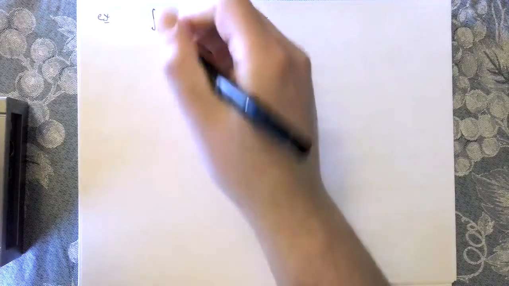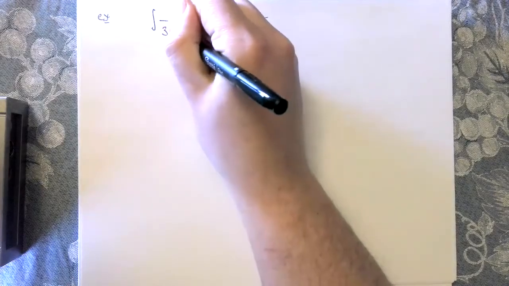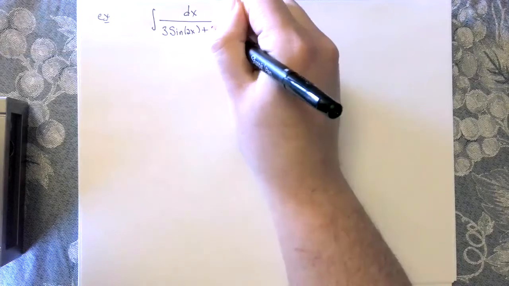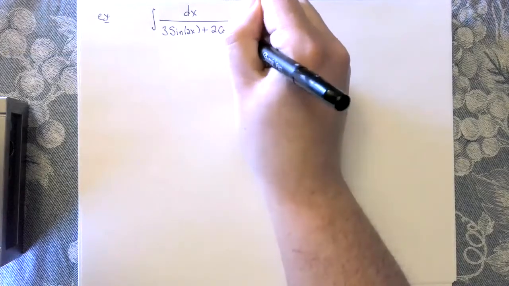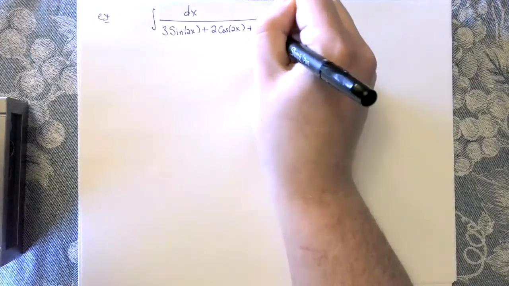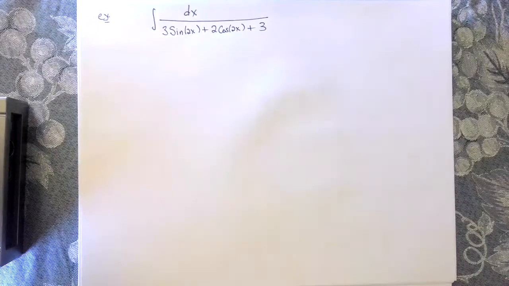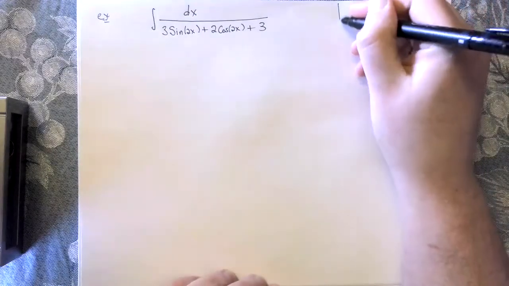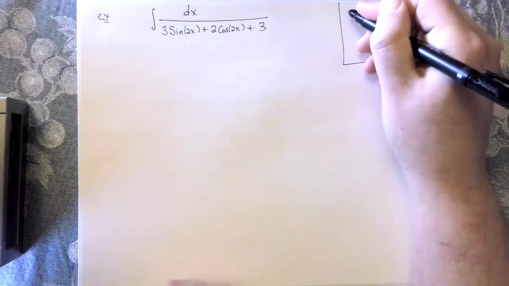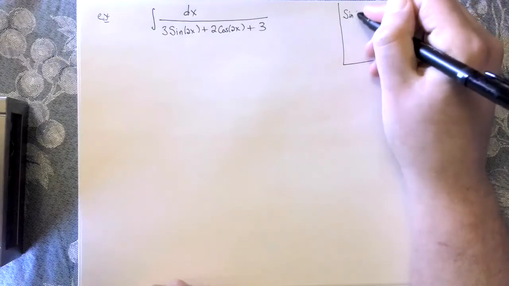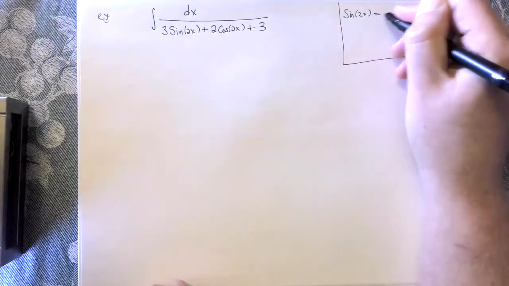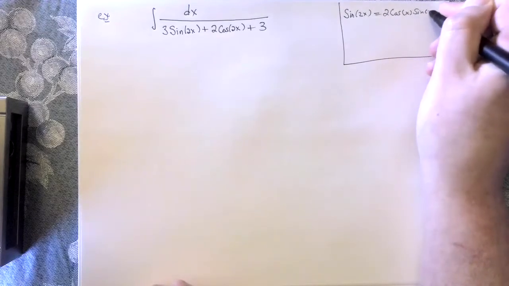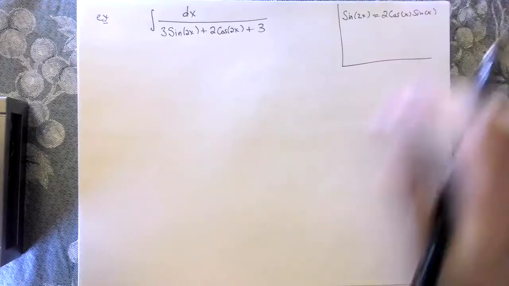Okay, so we've got the integral of dx over 3 sine of 2x plus 2 cosine of 2x plus 3. And so here's where I want to think about using some formulas, right? In this context, sine of 2x, I could think about this as 2 cosine of x sine of x. So we mentioned that before. We just want to have this handy.